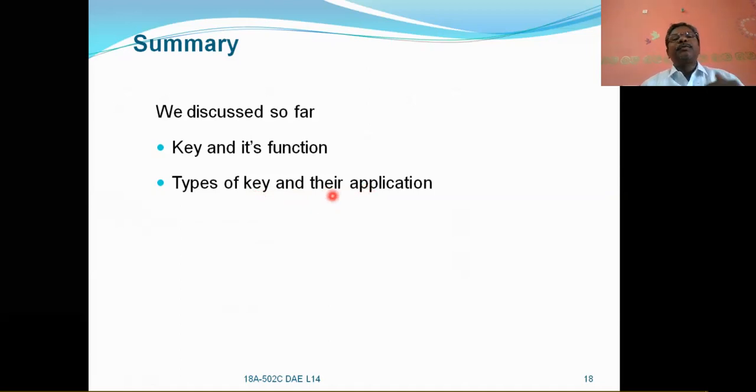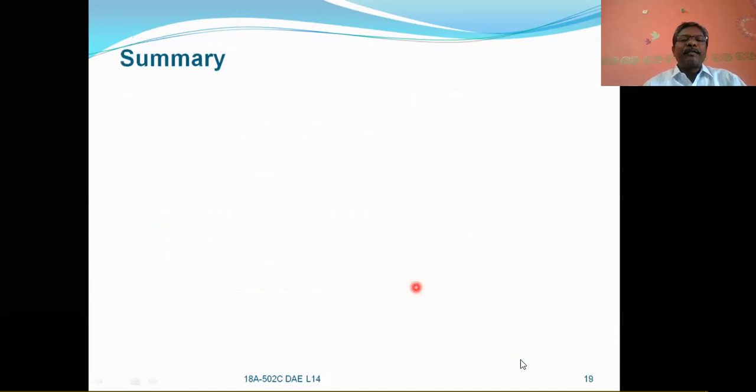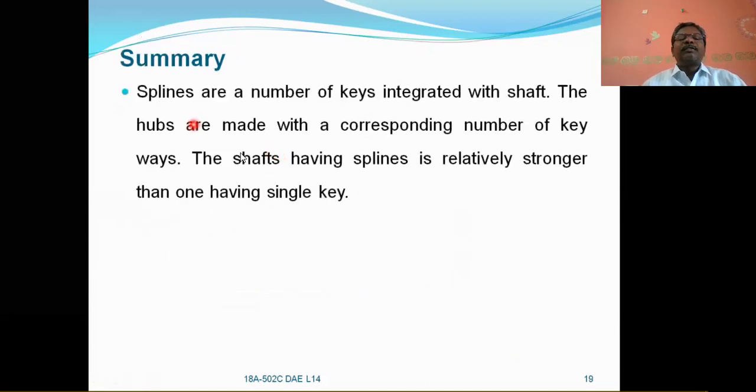Different types of splines are also there. And jib head key proportions we have also discussed so far, right? The jib head key is a tapered rectangular sunk key fitted with a jib head to facilitate easy withdrawal, and the taper is on the top of the key. So next is spline shafts. Splines are a number of keys integrated with the shaft.